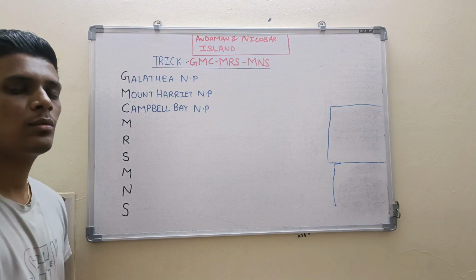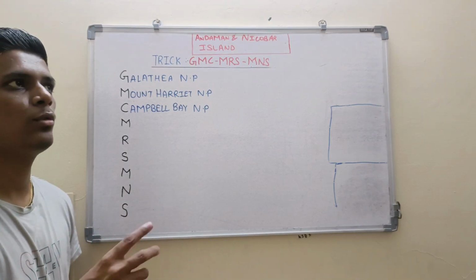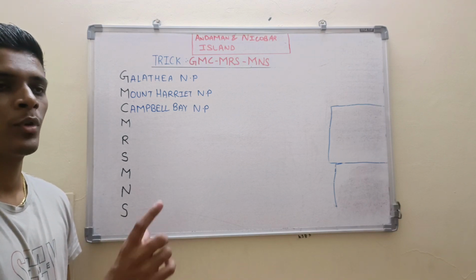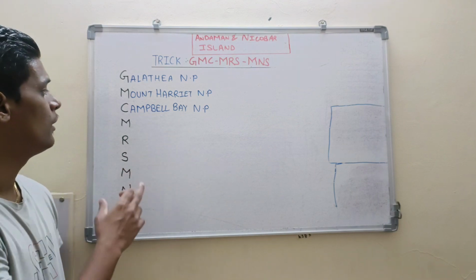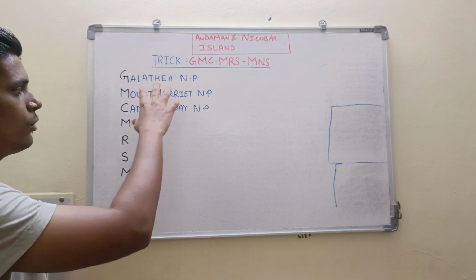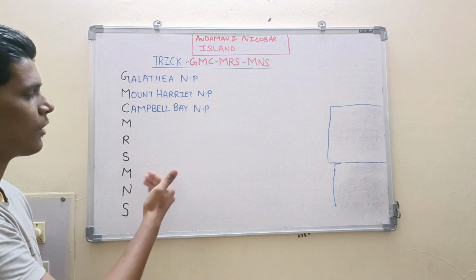If you learn that code, for example, the first three letters are GMC, you will recall that G stands for Galathea National Park, M stands for Mount Harriet National Park, then C stands for Campbell Bay National Park. If you learn these three, then the other 6 are also similar.